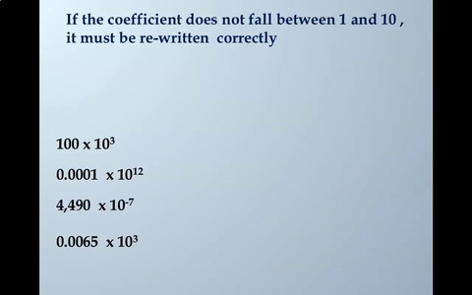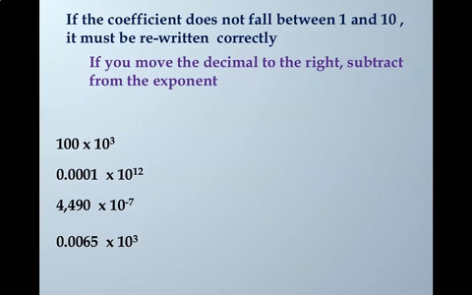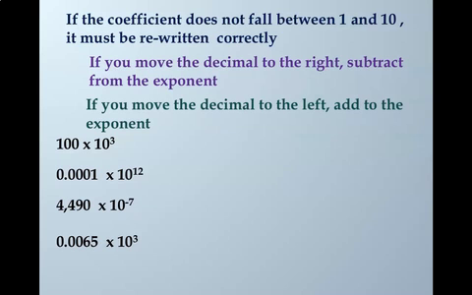All right, sometimes these don't get written correctly, so if it does not fall between 1 and 10, it has to be rewritten. So if you look at the problems here, 100 is not in between 1 and 10, and 0.0001 is not between 1 and 10, and so on. So these are not written correctly. So when you're fixing them, if you move the decimal to the right, you're going to subtract it from the exponent. And if you move the decimal to the left, you're going to add it to the exponent.